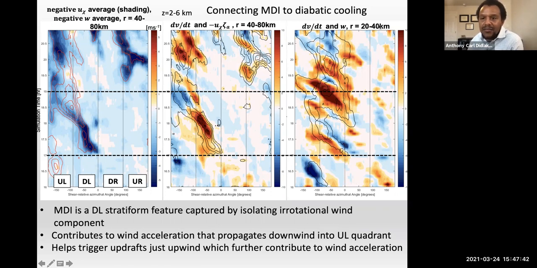And what we see here, looking at a slightly smaller radius, now going from 20 to 40 kilometers, at this same time and azimuth, stemming from the downshear left quadrant, you have these reds showing where the acceleration is happening, dV/dt, and you also have these contours showing where the vertical velocity or updrafts are prominent. So this is showing that a clear updraft source is happening right here in the downshear left quadrant, and it's particularly helping to accelerate the local winds. So what we hypothesize here is that this MDI is triggering the updrafts just slightly inward and further upwind, just upwind of where we have acceleration of the wind.